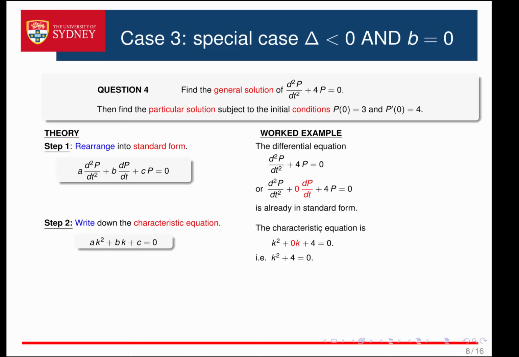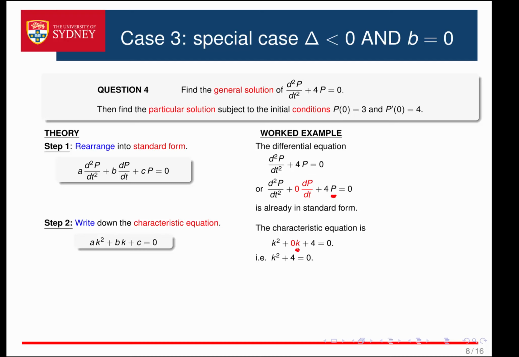So the characteristic equation is then k squared plus 4 is equal to 0. Note that there is no k term because there is no dp/dt term in the DE. Note that a common mistake is to replace the p by k for this type of differential equation. Remember, we replace p by 1 when forming the characteristic equation.